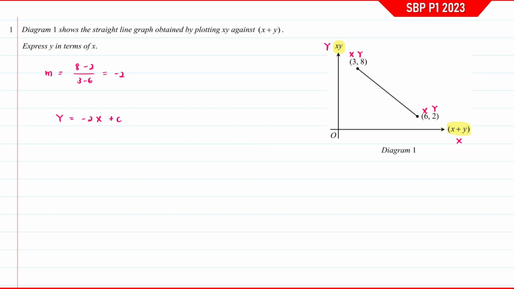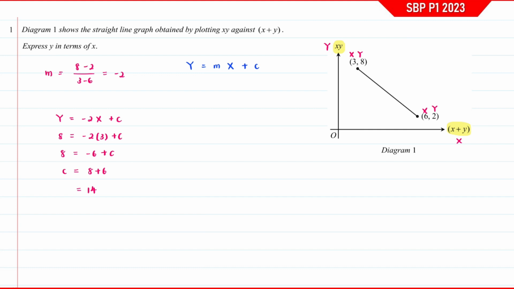So let's say we pick (3, 8). So the capital Y here we're going to substitute with 8 and the X with 3. So 8 is equal to negative 6 plus c. So c is equal to 8 plus 6, which is equal to 14. So now we can start forming the equation.